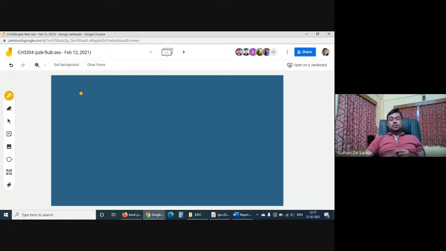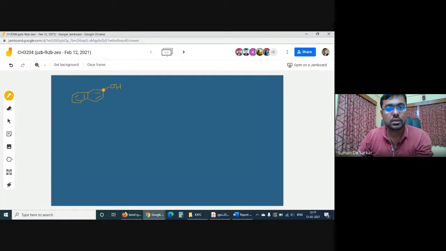So mechanistically, what's happening here? This is our starting material, as you know. Two fused benzene rings make naphthalene, and one hydroxyl group makes it naphthol, beta naphthol. As you know, this is the alpha position, this is the beta position. So it is beta naphthol.